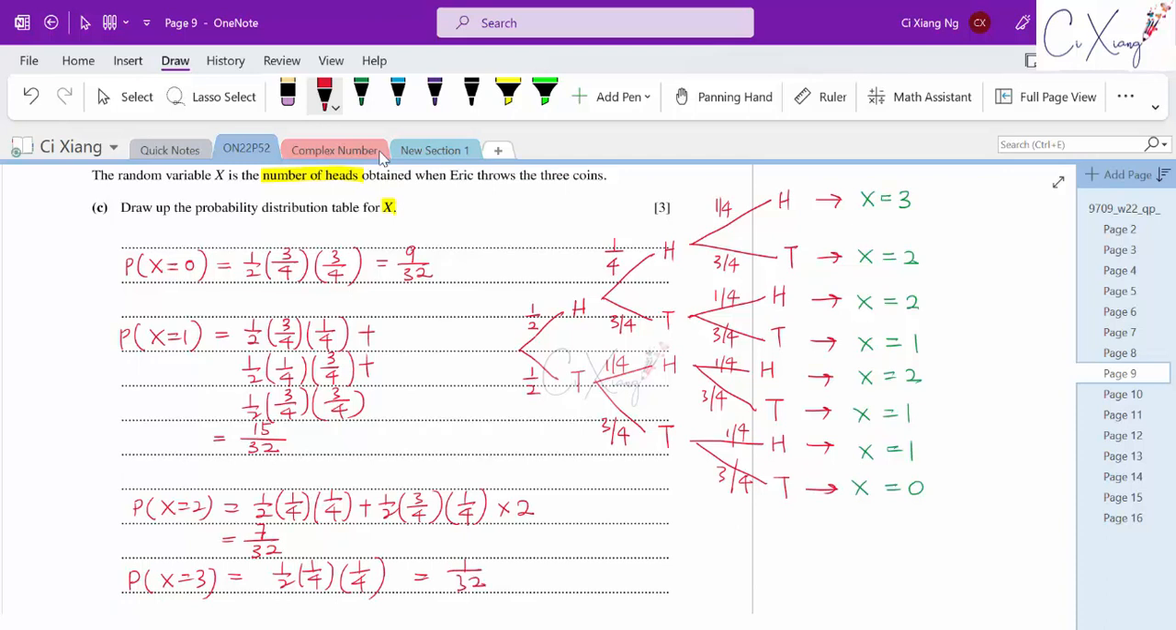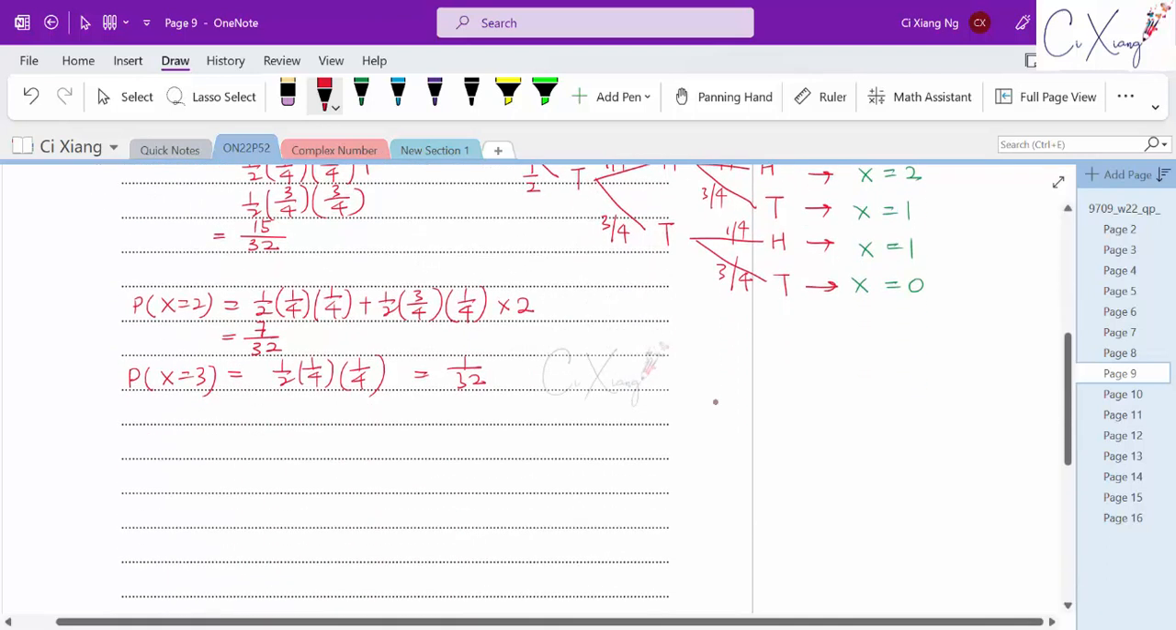Okay, so after I get all the probabilities already, I try to double check the total of the probability. Is it equals to 1 or not? Okay, so if I try to add all the probabilities that I get here, I get the total equals to 1. Therefore, I can simplify into a probability distribution table.